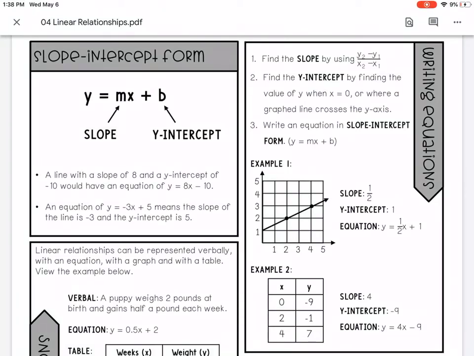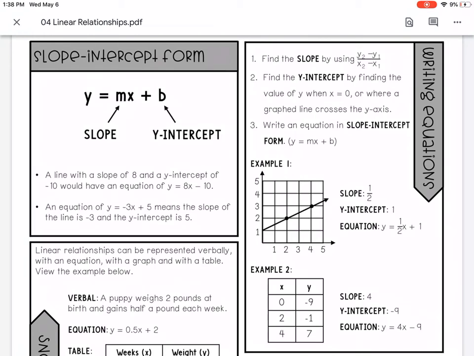So we are working with linear relationships on day 4 of our review for our final. I'm just going to quickly go through our cheat sheet to make sure we understand the concepts, and do a little bit of a review before we dive into the actual problems.